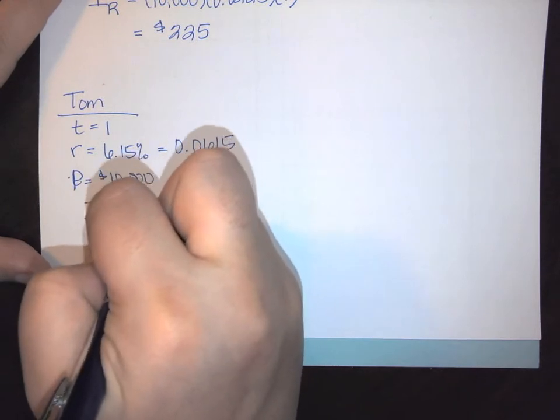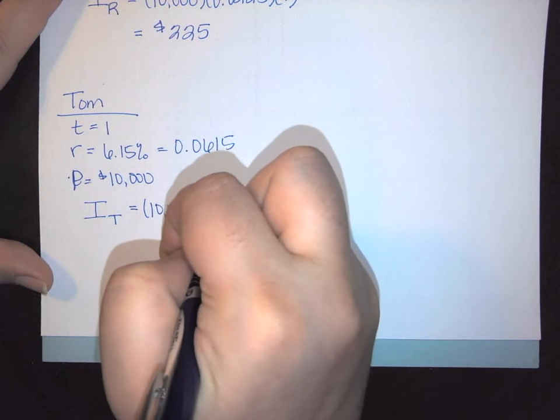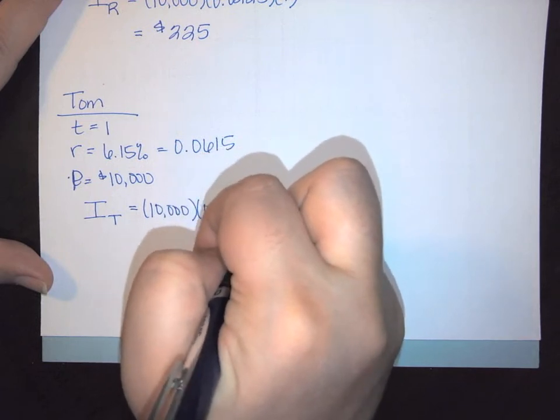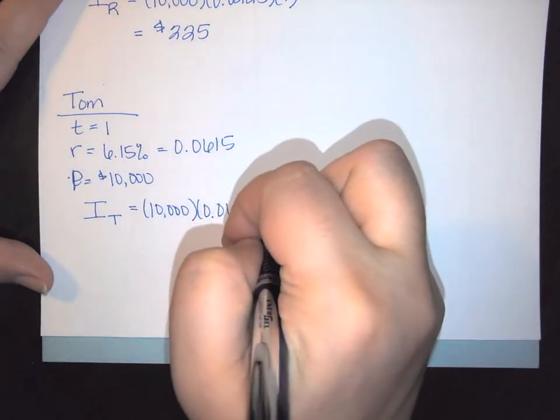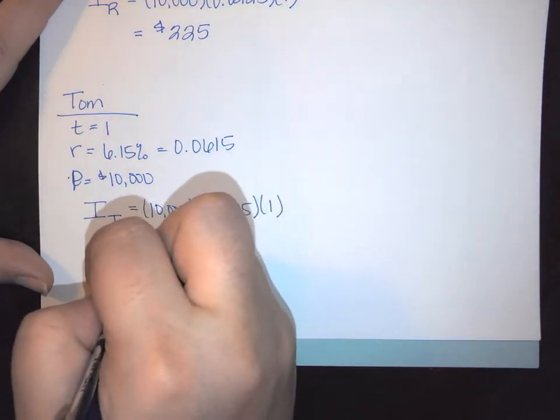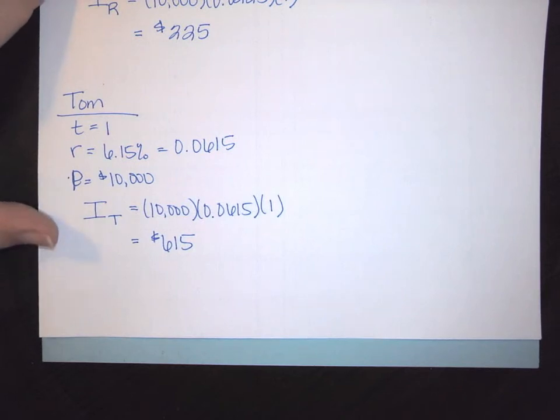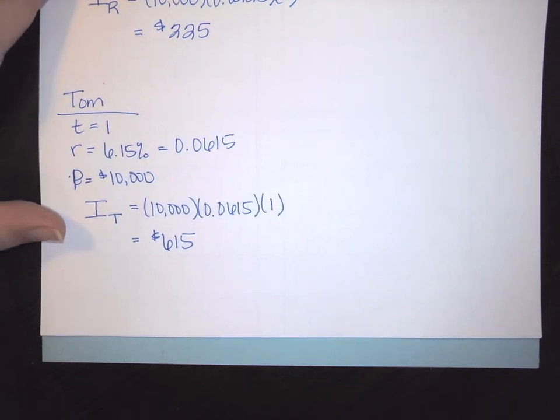We need to set up your interest for Tom. Again, it is the $10,000 that he receives times the 0.0615 as your rate times 1 year, and we are going to end up with $615. So the question wants to know, how much more money does Tom have than Rick?